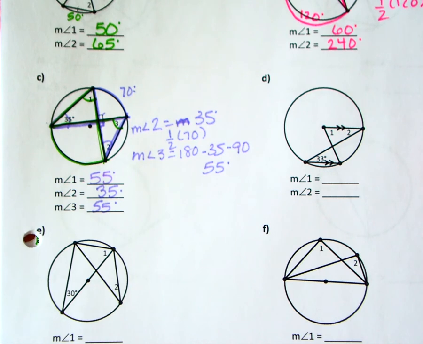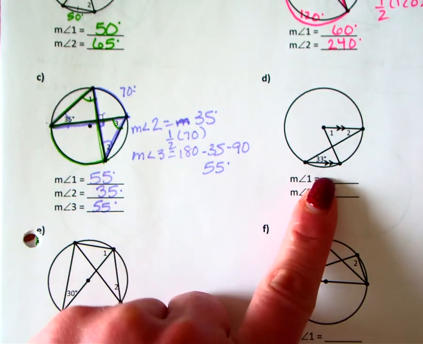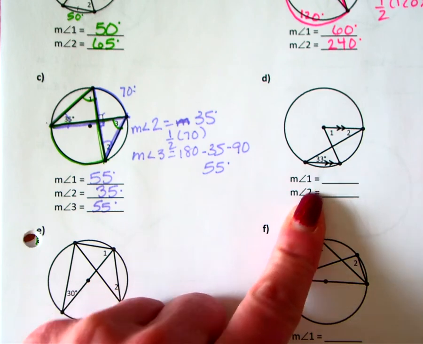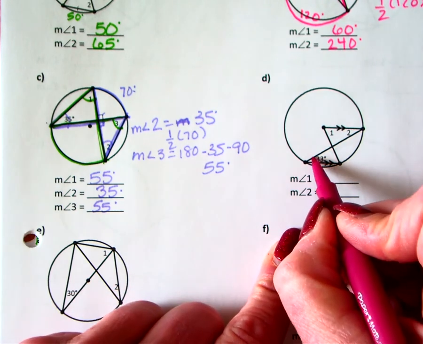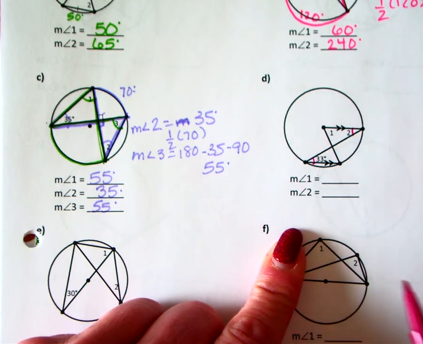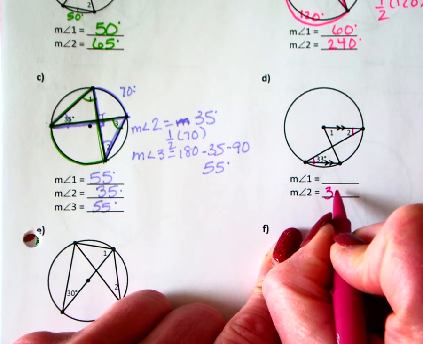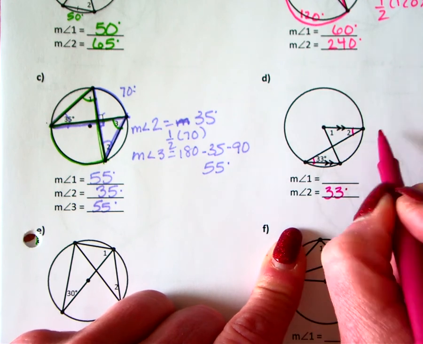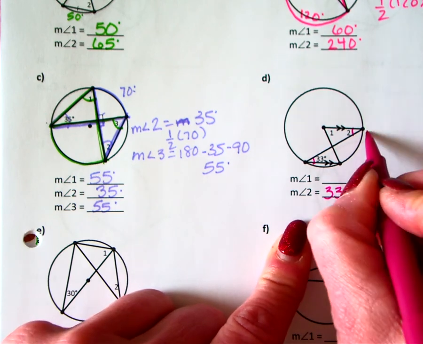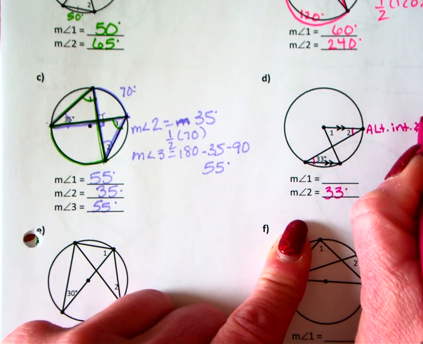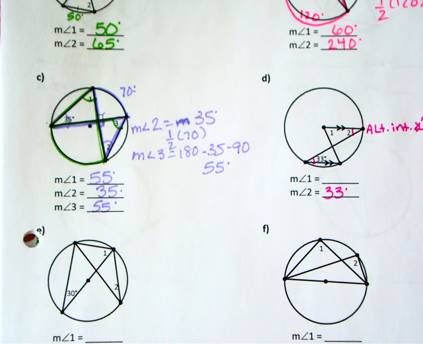Okay, next one. Look at that. Remember what those markings mean? That these two are parallel line segments. So 33 and angle 2 are alternate interior angles, making angle 2 also 33 degrees. The alternate interior angles theorem says that I know that.